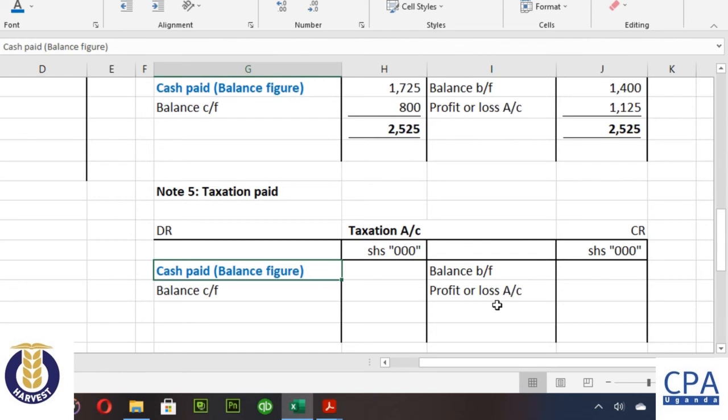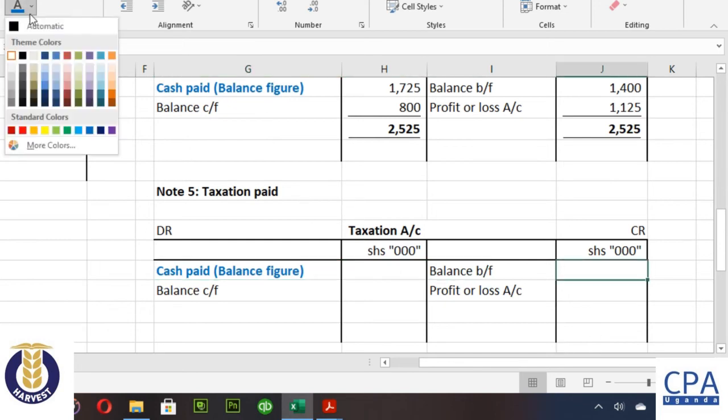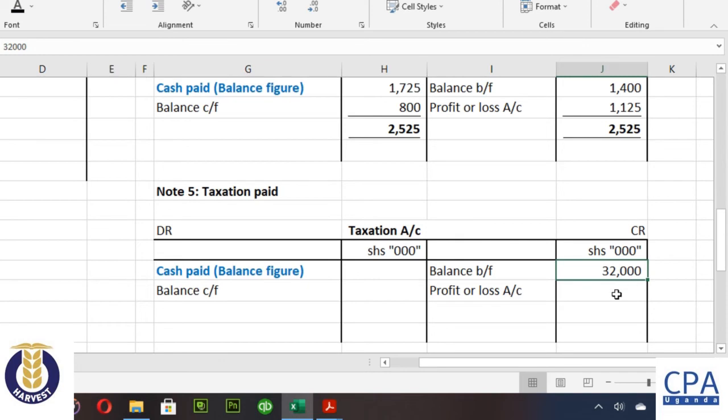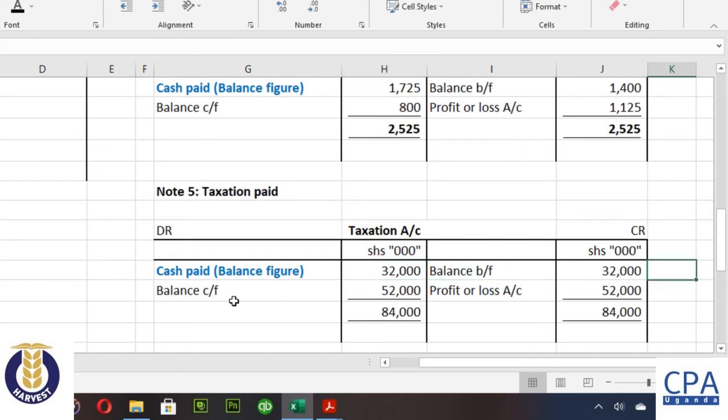of taxes in 2014. So when you revisit our question, you see that the opening balance for taxation is 32 million, closing balance is 52 million. In the profit and loss account, we are given a figure of 52 million, meaning that I have to balance off from the credit side, thus giving me the balancing figure as 32 million. I would say that the company decided to pay the tax charge for the year, because that is the 52 million. But of course, that may not be the case.